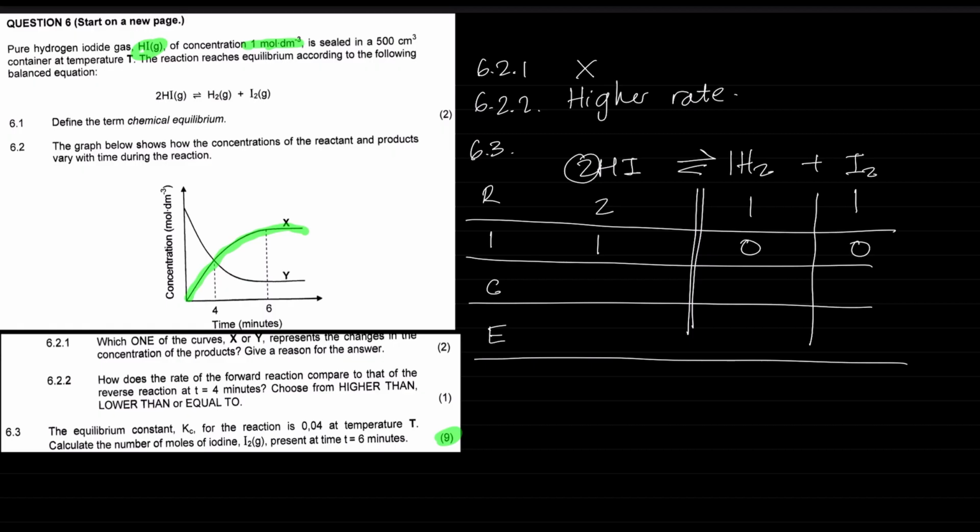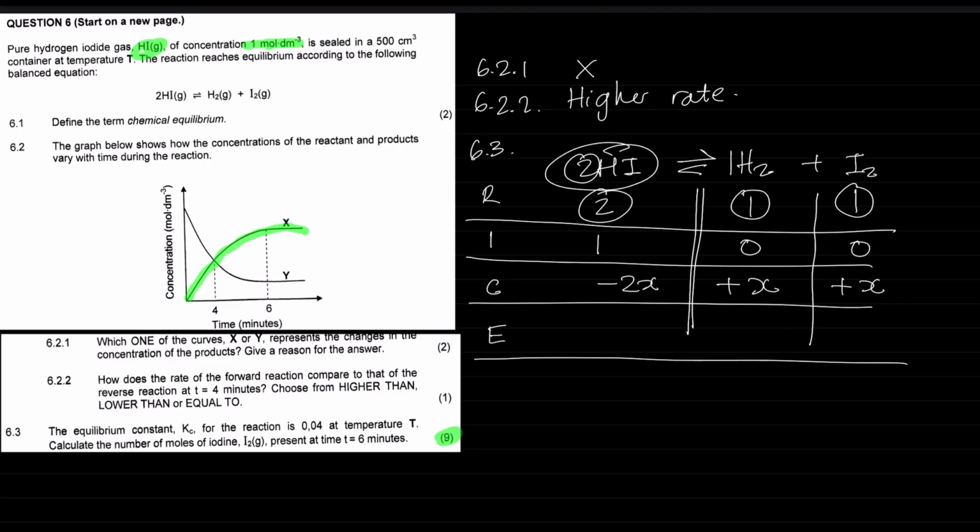Then C stands for change. How much did it change by? They didn't tell us anything about the amount of change, nor did they tell us the amount at equilibrium. So in this case, we'll have to use X, right? Now, since products are being formed, we're going to say plus X. And since the ratio is 1 to 1, this is also going to be plus X. Now, since the ratio here is 1 to 2, the amount of HI that is used is going to be minus 2X.